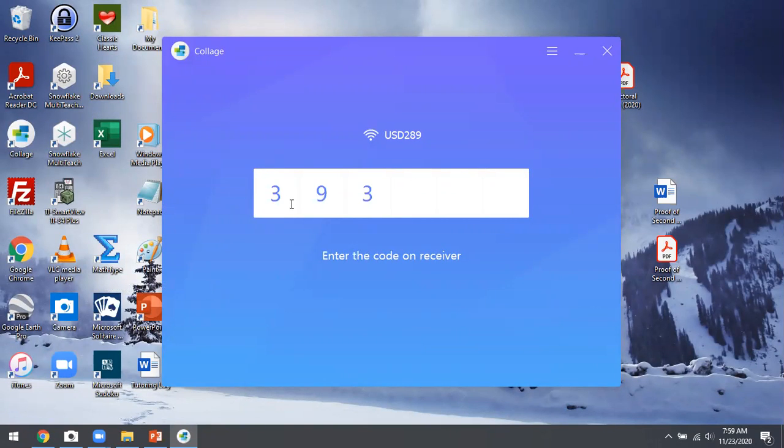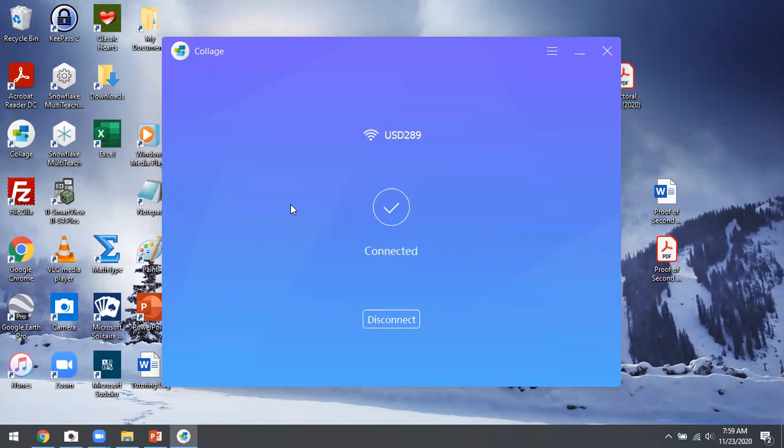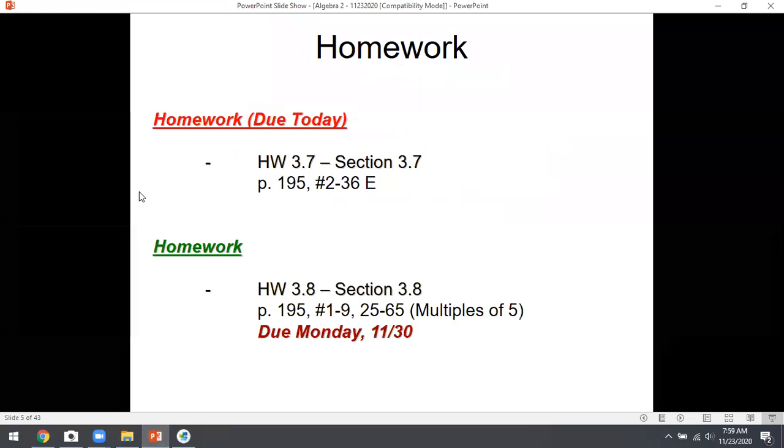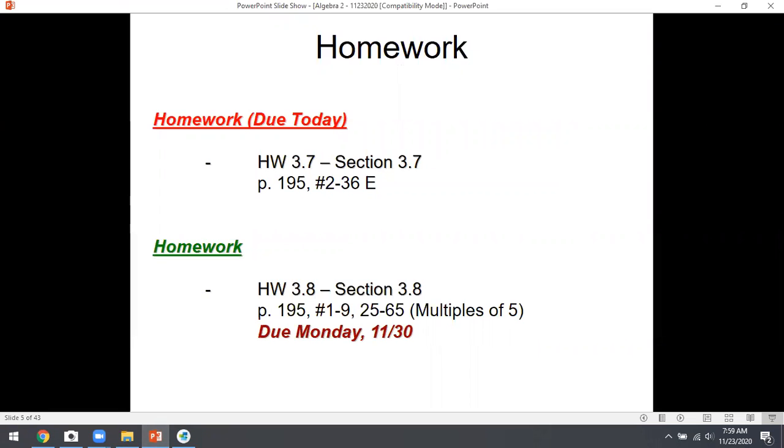Of course, you got new homework. So your one from last week is due today. You have a new assignment, and that'll be right out of the book or online, whichever one you prefer. There it is. It's called 3.8 down at the bottom of the screen. Take a second to write that down. It's found on page 195. Numbers 1 through 9 all. And 25 through 65, but just multiples of 5. So 25, 30, 35, 40, 45, 50, 55.